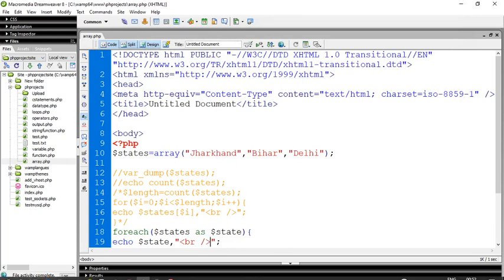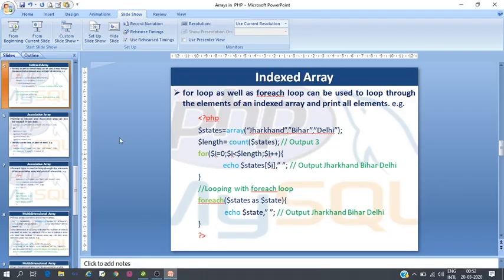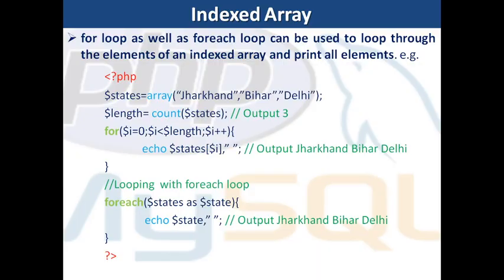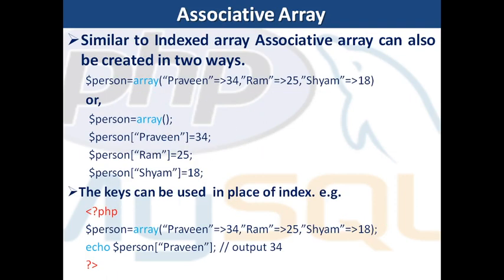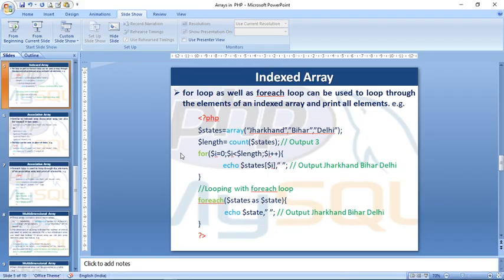Now get back to our presentation. Associative array. Similar to an indexed array, an associative array can also be created in two ways. $person = array, just passing all the elements within this while declaring the array is one method. Another method is to declare an empty array and then add the elements using keys. Just check it on the browser.